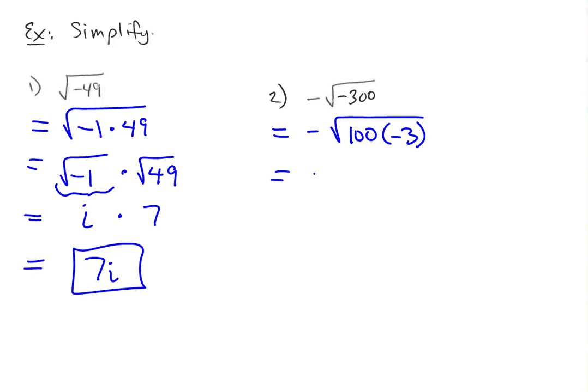As we saw in the previous example, we can proceed by splitting up the square root of a product to be a product of square roots. I'll keep the negative sign in front, and then make this the square root of 100 times the square root of -3. That's just using one of our root properties. Then I could continue here to make this negative, and the square root of 100 is 10. So we have -10, and then we have the square root of -3.